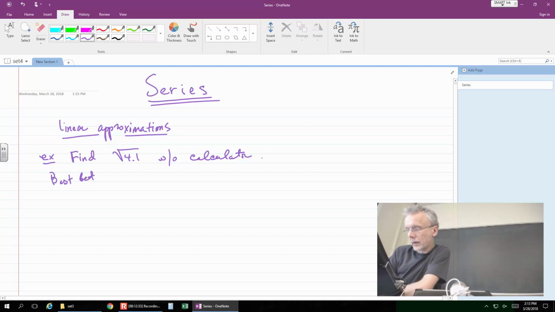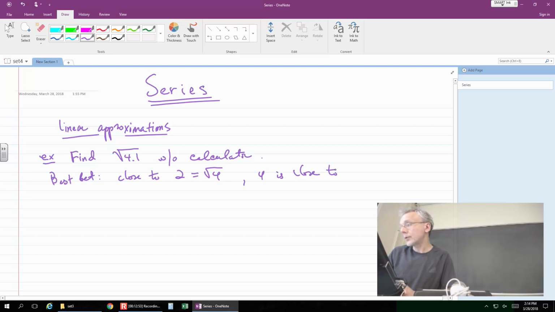On the surface, we certainly can say something about this number. What can you say about this number? Close to 4. You mean 2? Yeah, close to 2, because 2 is the square root of 4, and 4 is close to 4.1. Okay, so that's the idea, right? In fact, we can say it probably is slightly larger than 2.